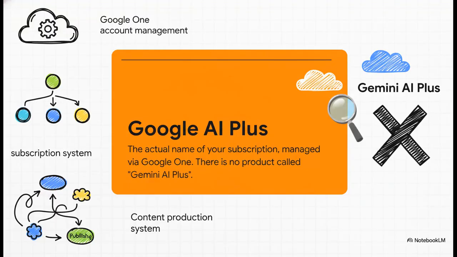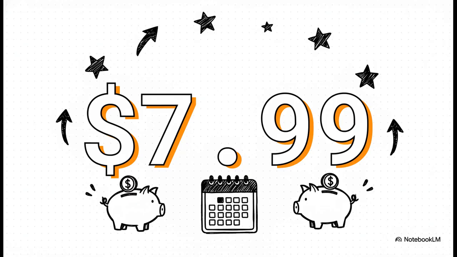So here's the most important point right off the bat. There is no product literally called Gemini AI Plus. You're actually subscribed to something called Google AI Plus, and it's all managed through your Google One account. Just getting the name right is the first big step to understanding what you actually have access to. And we're talking specifically about this price tier, the $7.99 per month plan in the US. Right now, Google is running a little promo where the first 2 months are cheaper, but this is the standard price point that we're really focusing on here.